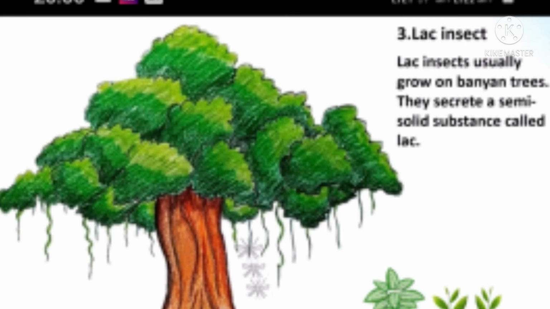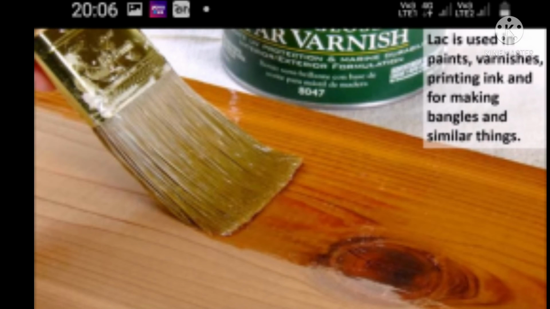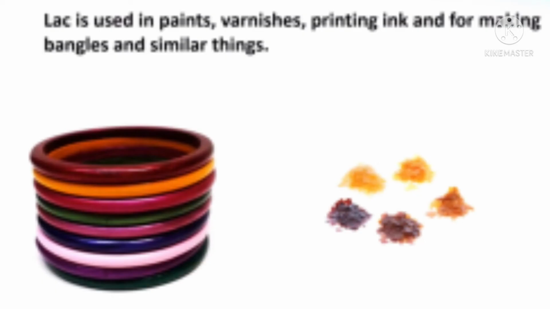Number third, the third useful insect is the lac insect, LAC, lac insect. So this lac insect usually grows on the banyan trees and secretes a semi-solid substance called the lac. And this lac is used for making paints, varnishes, printing ink, bangles, etc.